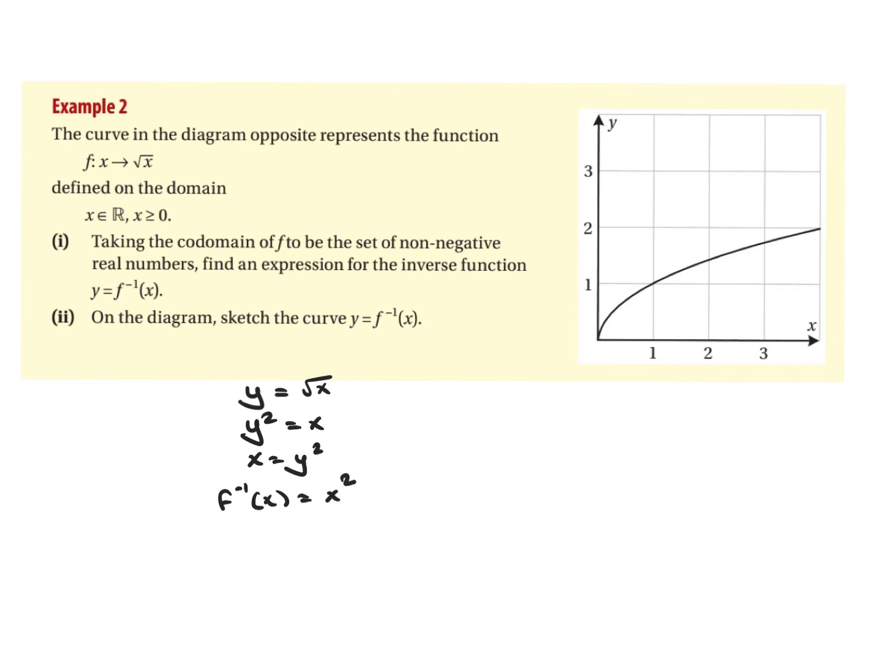So what I do at the end is I change all the y's for x's, and then this becomes f to the minus 1 of x. So that's what it looks like. Now on the diagram, it says sketch the curve y is equal to f to the minus 1 of x. Well, this is f to the minus 1 of x, and I'm going to put in that y is equal to x line. So the y is equal to x line is fairly straightforward.